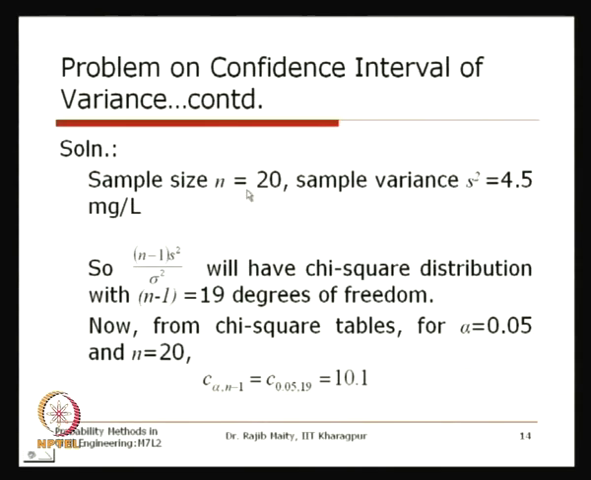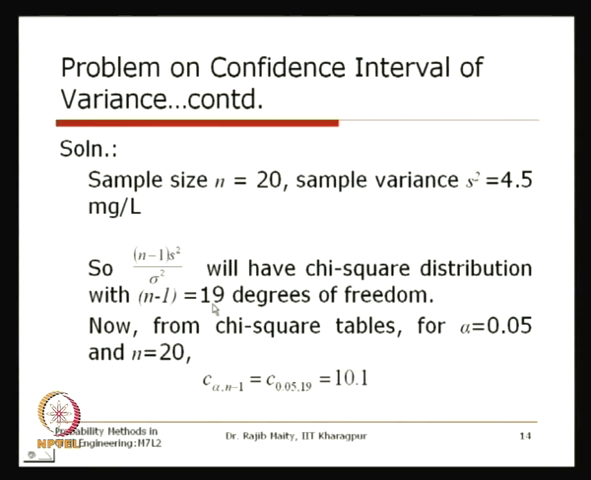So, here the sample size n equals 20, as we have seen in this example problem, and the sample variance s squared is 4.5 milligram per liter. So, (n minus 1) s squared by sigma squared will have a chi-square distribution with n minus 1, which equals 19 degrees of freedom. So, we have to refer to the chi-square table. Generally the tables are provided with different degrees of freedom, starting from 0 up to at least 50 or so. So, we have to refer to that particular distribution for these 19 degrees of freedom.